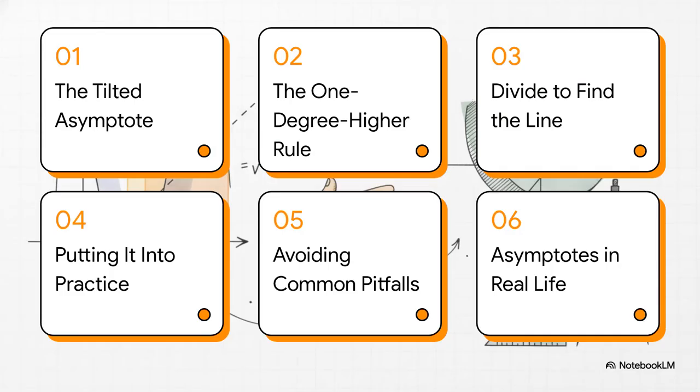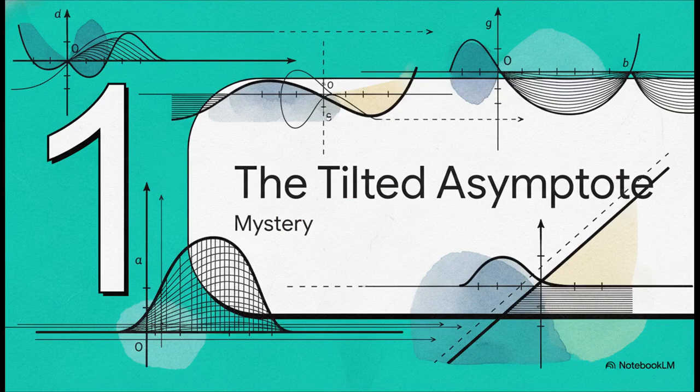Here's our game plan. First, we'll unravel the mystery of these tilted lines. Then we'll cover the one super simple rule you gotta know. After that, we'll jump into the how, the exact division method to find them. Of course, we'll do some practice problems. I'll show you the common mistakes to avoid, and we'll wrap up by seeing where this stuff actually shows up in the real world. All right, let's kick things off with Section 1, the tilted asymptote mystery.